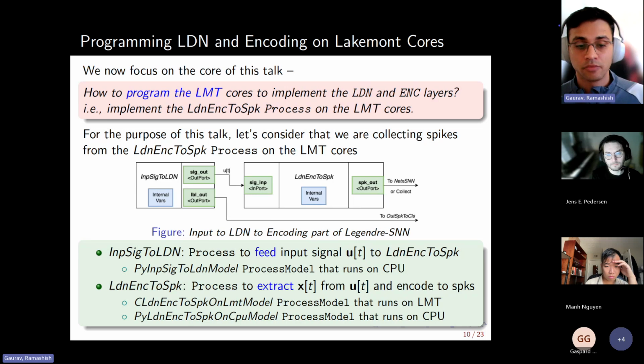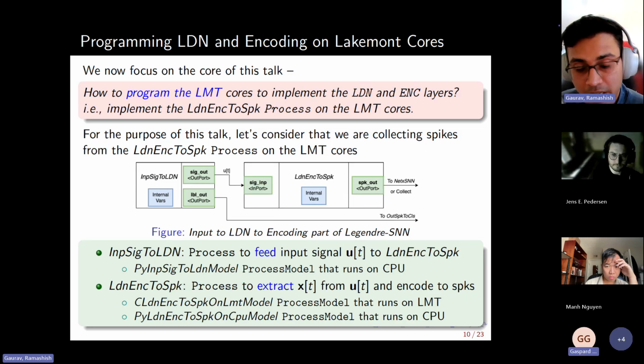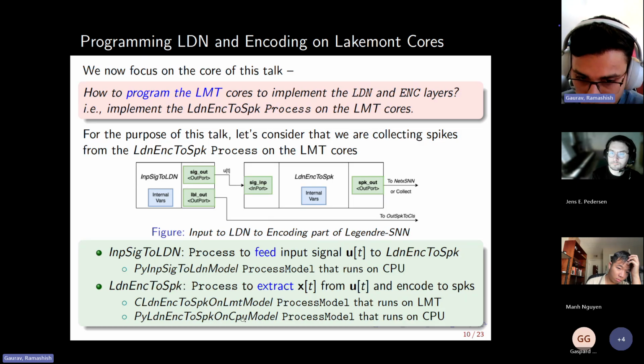Now, in your implementation, when you deploy a network, an SNN, on the Loihi-2 chip using Lava, then only one of the process models is active at a time. So here, in my implementation, we'll be talking only about the C LDN encoding to spike on LMT process model, which is active when such a network runs on the Lakemont cores. Had I chosen to deploy this LDN encoding to spike process on the CPU, I'd have simply gone ahead with this Py Loihi process model here.